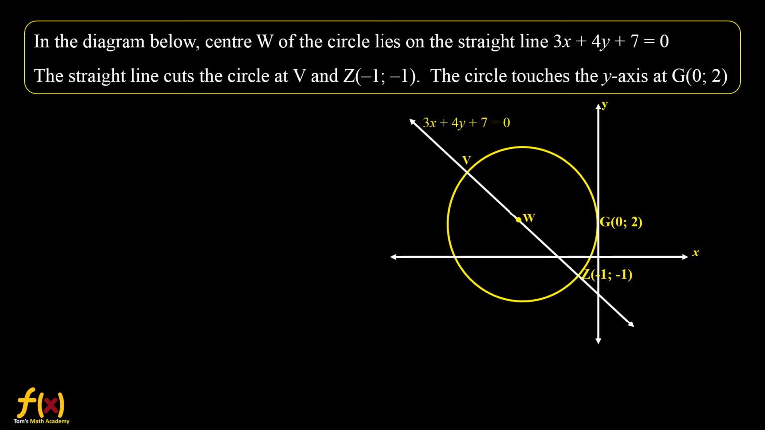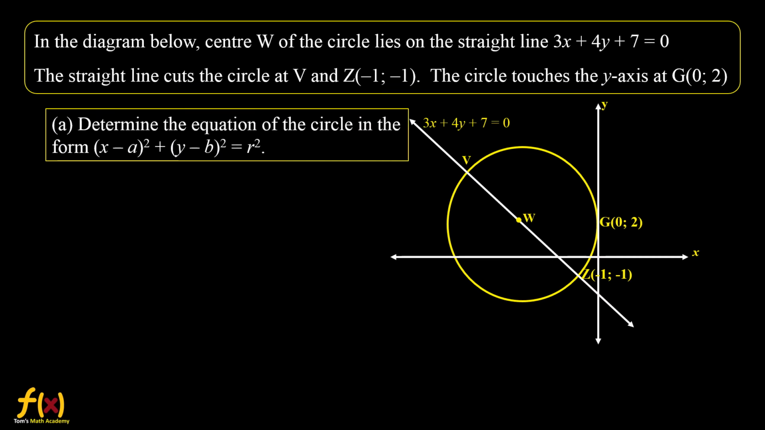In the diagram, a circle with center W and a straight line 3x + 4y + 7 = 0. The straight line cuts the circle at V and Z. The circle touches the y-axis at G(0, 2). So the y-axis becomes a tangent. Now, what is our question?